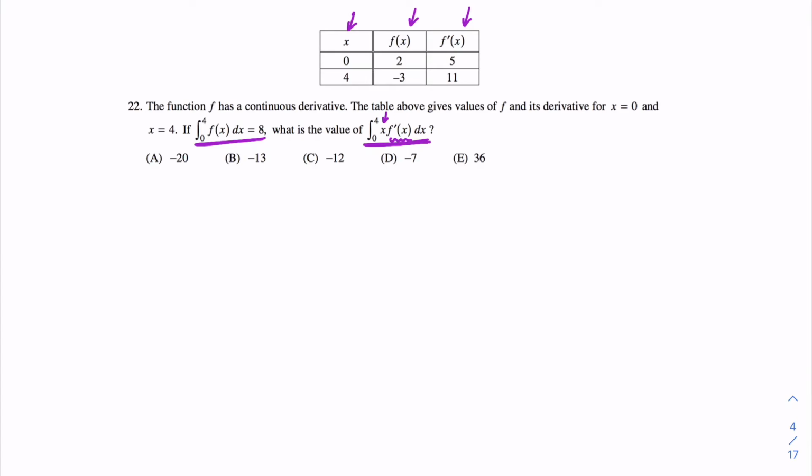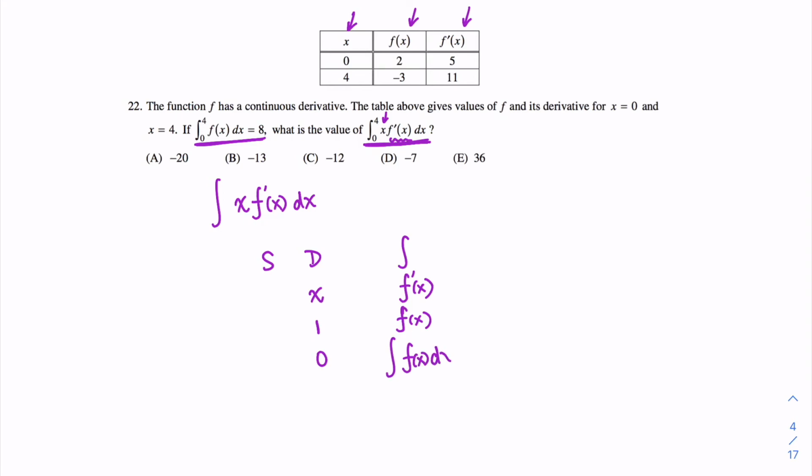This is a definite integral. So first, we solve the indefinite integral. So we make a table: the sign, the derivative, antiderivative, x, f prime. The derivative of x gives us 1, the derivative of 1 gives us 0. The antiderivative of f prime gives us f of x. The antiderivative of f(x) gives us the integral of f(x) dx. So plus, minus, plus.